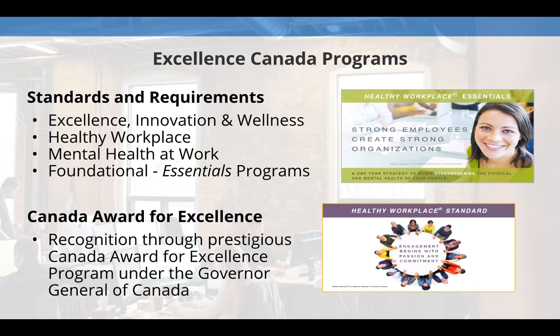These are some of our standards and our requirements, our programs. We have the Excellence Innovation and Wellness Standard, which is our broad, universal umbrella, focuses on all aspects of operations excellence. And then what we're talking about today really is the Healthy Workplace Standard, and I'll talk about that in a couple of minutes. We also have our Mental Health at Work framework, which just helps organizations hone in on those psychological health and safety risk factors. And we have our foundational programs, which are the essentials programs. And these are programs that help you get started, and they're really the essential steps for getting started.